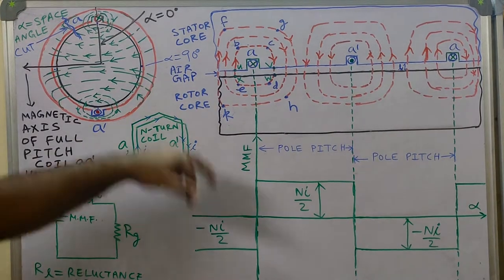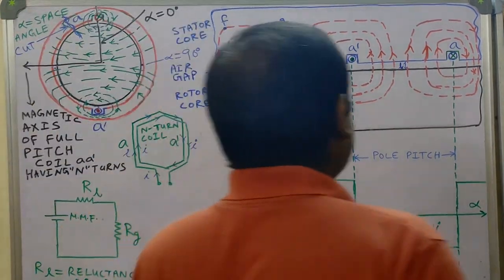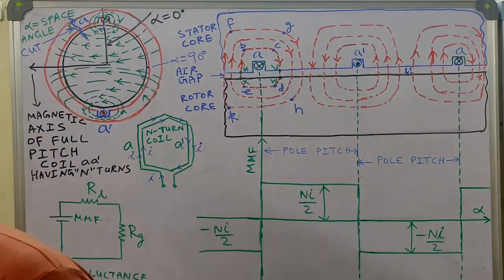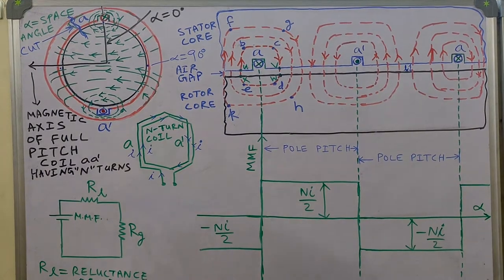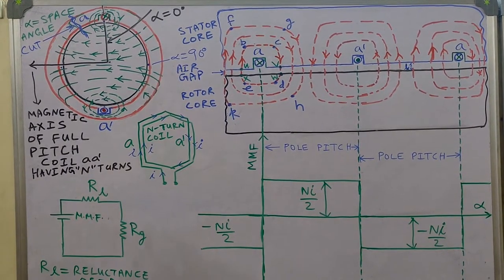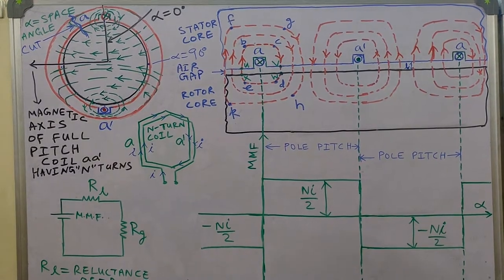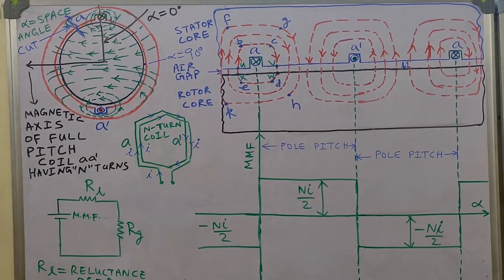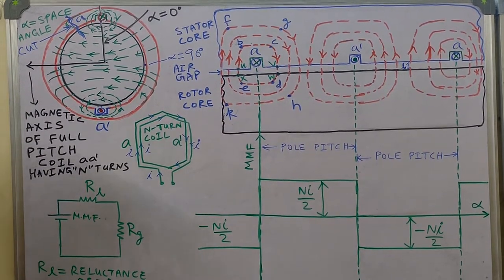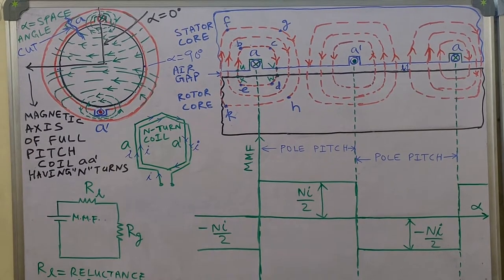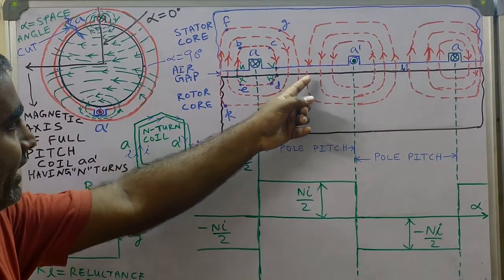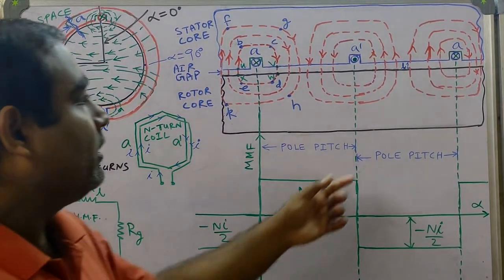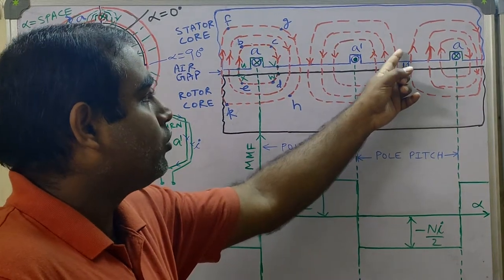Now let us make another assumption, or rather it's not an assumption, it's a convention. What kind of convention? We will define that if the lines of flux are leaving the stator core and entering the rotor core, it will be taken as positive. So how are we defining positive flux? Positive magnetic lines of flux are those lines of flux which are leaving the stator core and entering the rotor core. So obviously the lines of flux which are leaving the rotor core and entering the stator core will be termed as negative.